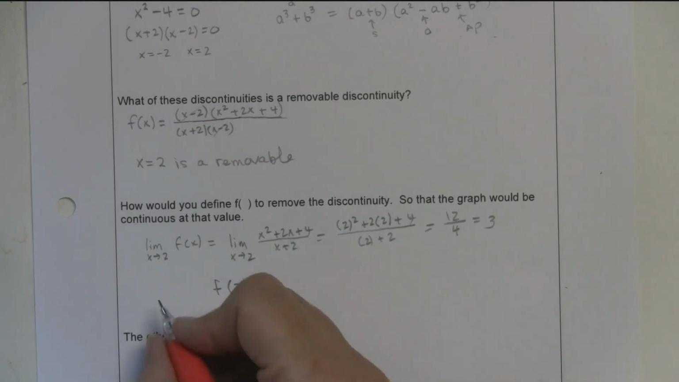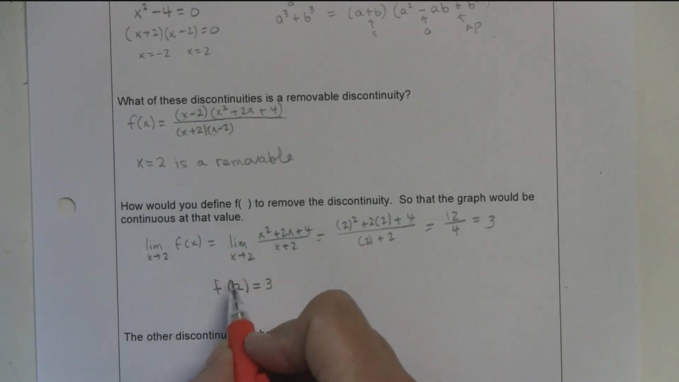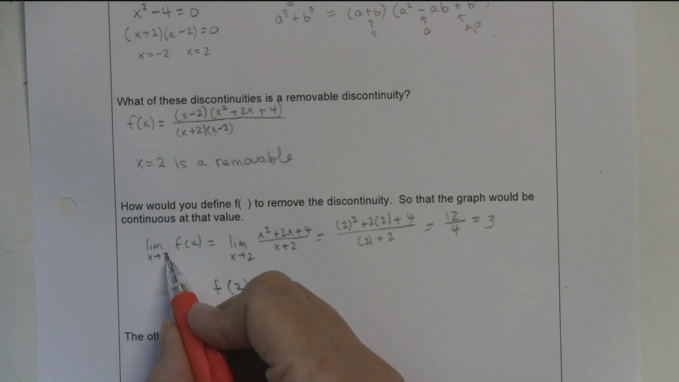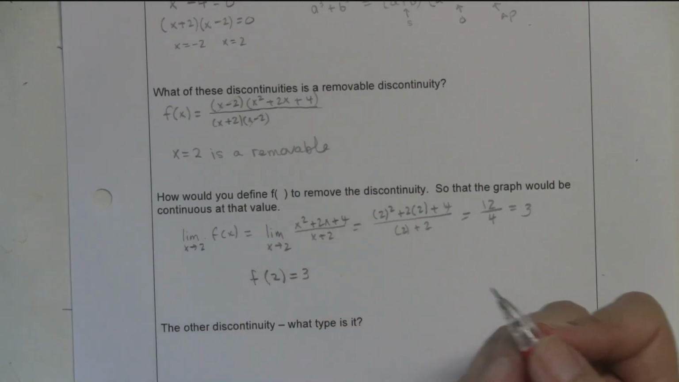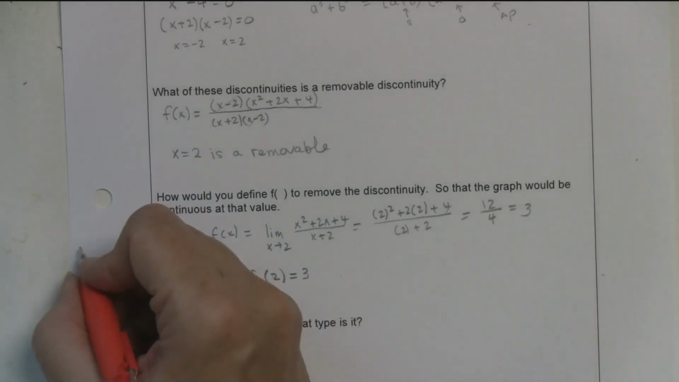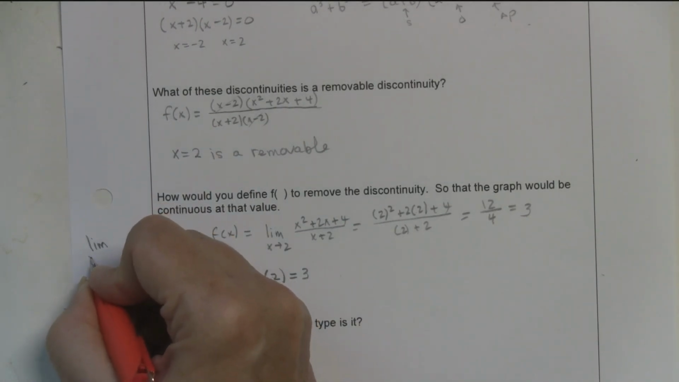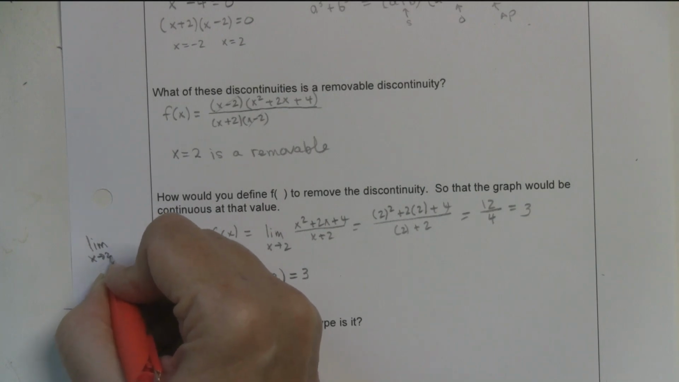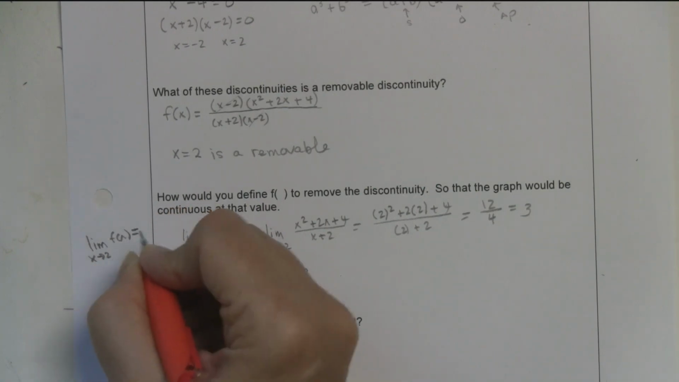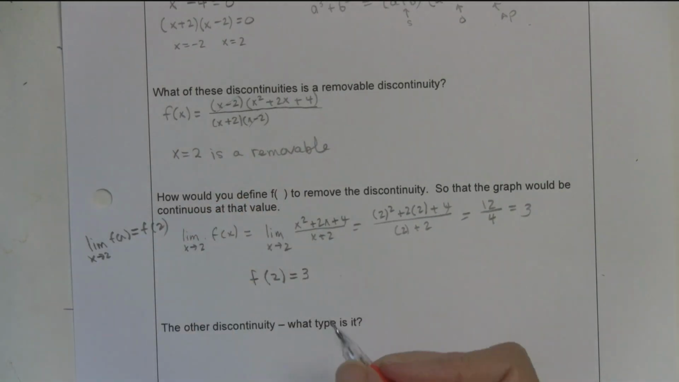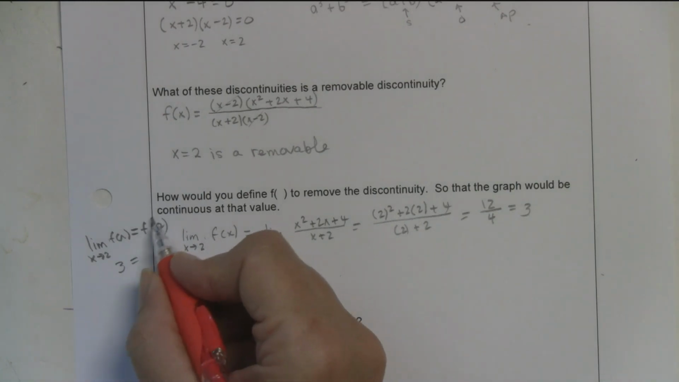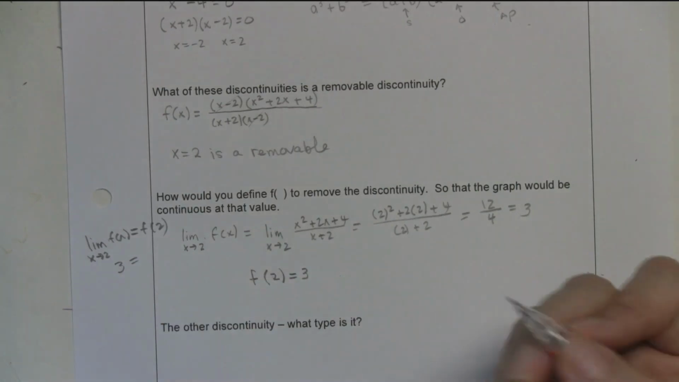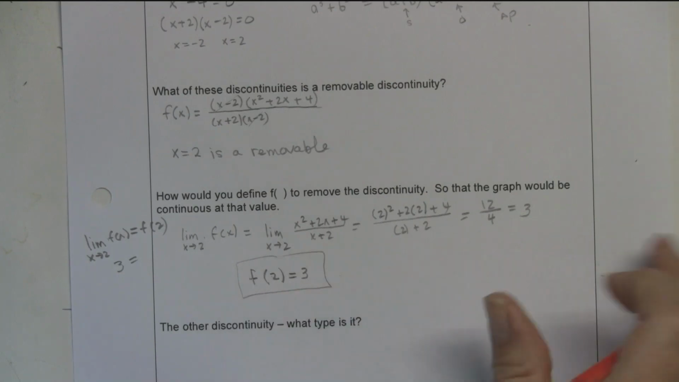Because remember that in order to be continuous, this has to equal that, right? And since the limit is 3, we want f of 2 to also be 3. So we're using the continuity checklist for that. We know that if it's continuous, the limit as x goes to 2 of f of x equals f at 2. We found that the limit was 3, so if we want it to be continuous, that means f of 2 must be equal to 3. So that's what they were asking for there.